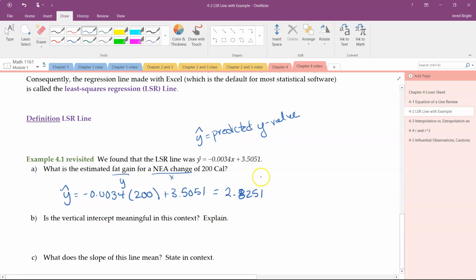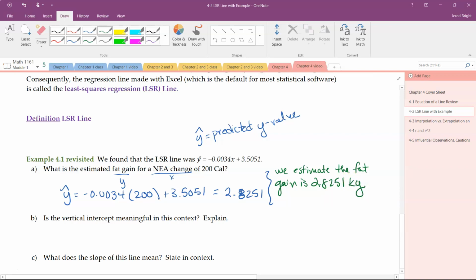And so this is a context. I should respond in context. So doing that, I should say, we estimate the fat gain is 2.8251 kilograms. Okay, using the unit of measurement there.